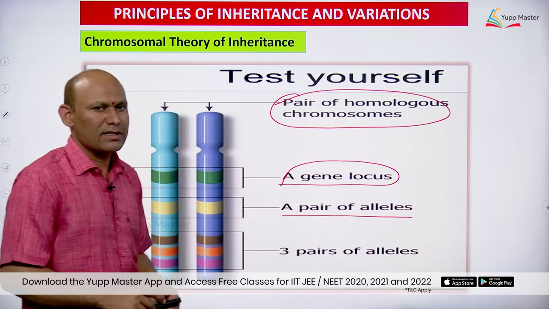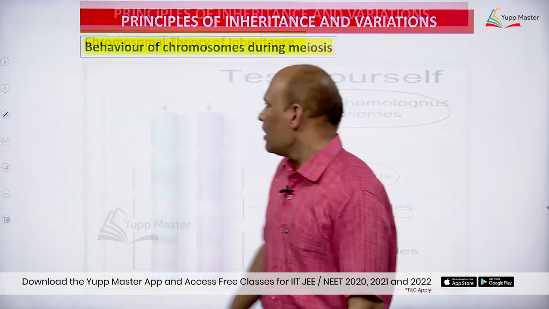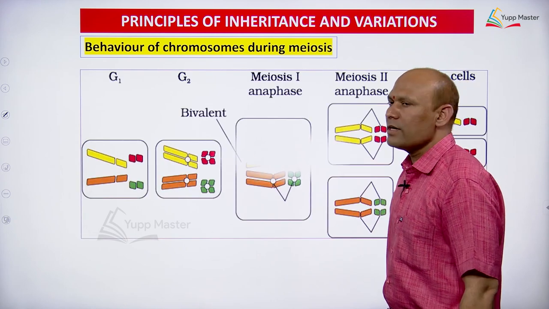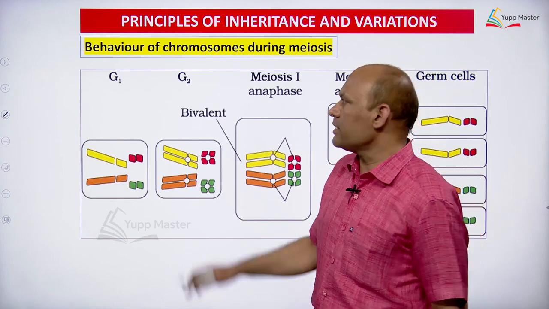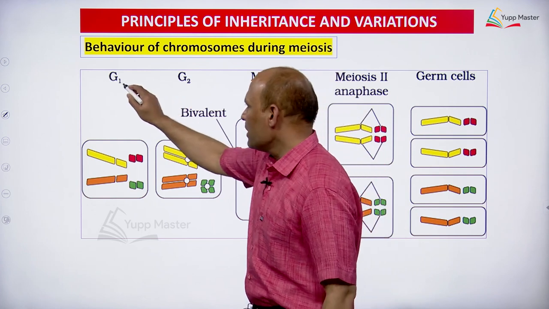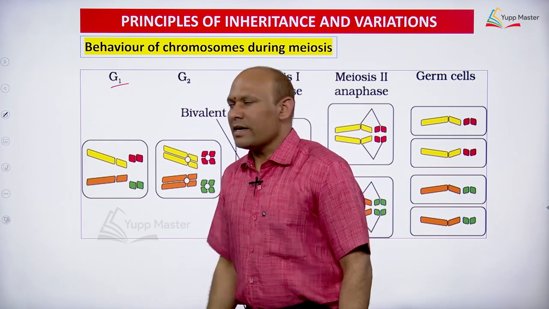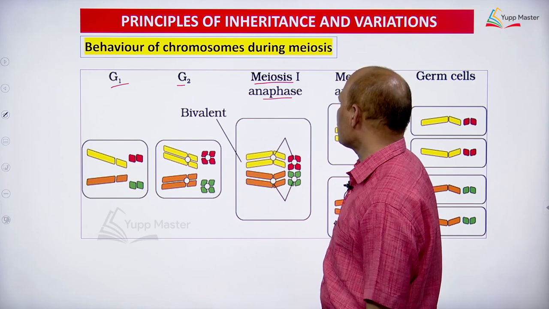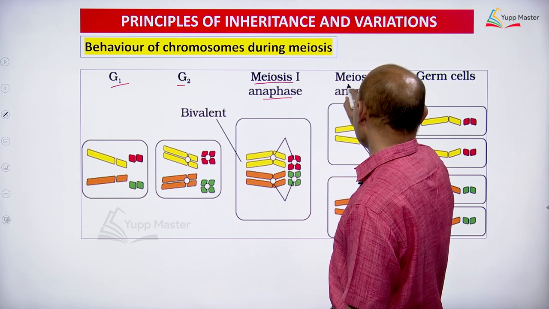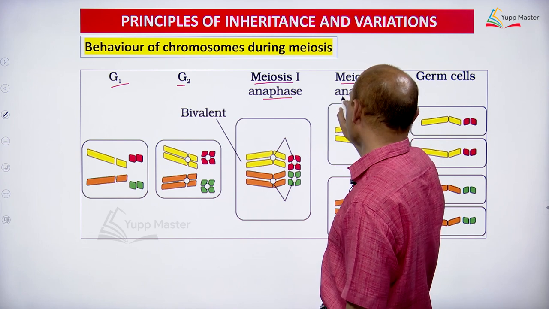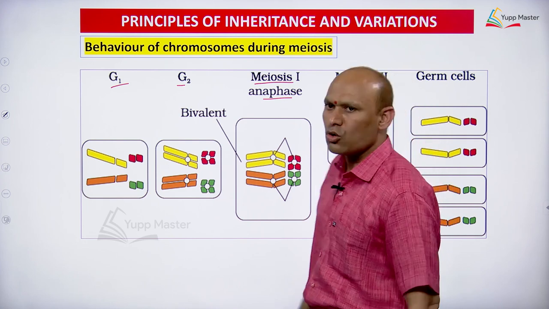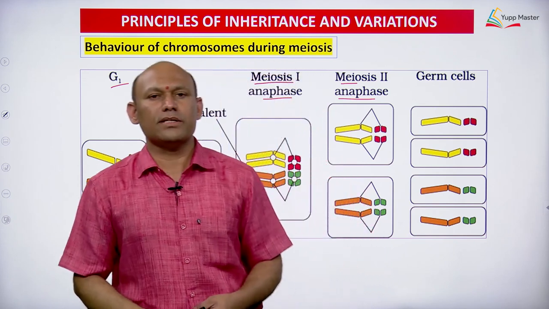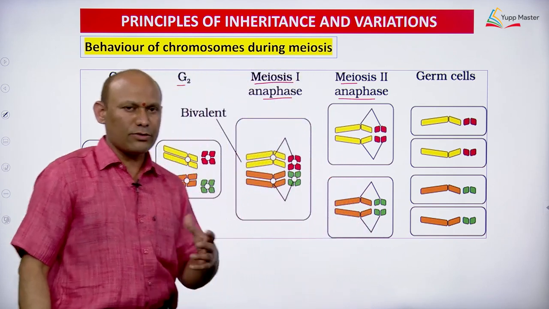So this is for your understanding purpose. Let us see the behavior of the chromosome, dear students. This is very important in order to understand the chromosomal theory. I have shown the G1 stage, the G2 stage, and meiosis: meiosis 1 anaphase and meiosis 2 anaphase. Germ cells I have shown. During gametogenesis, meiosis takes place, reduction division takes place, dear students, you need to understand.